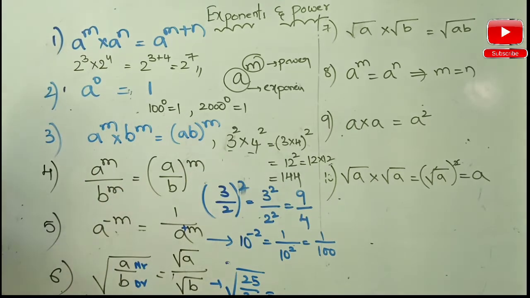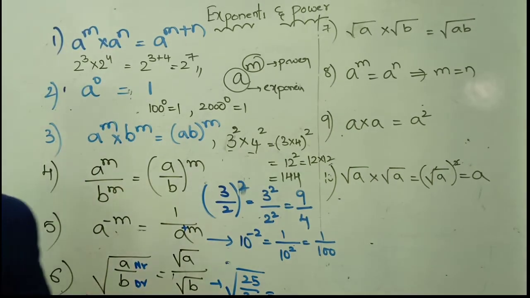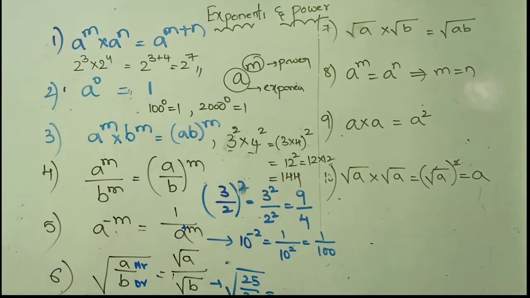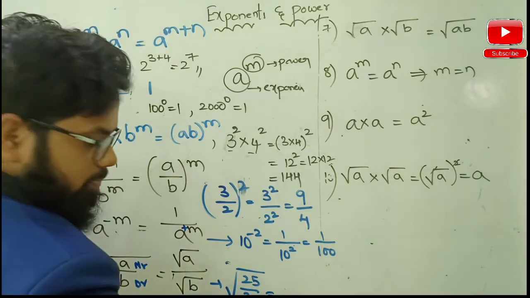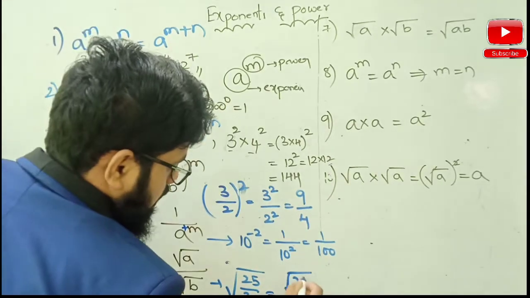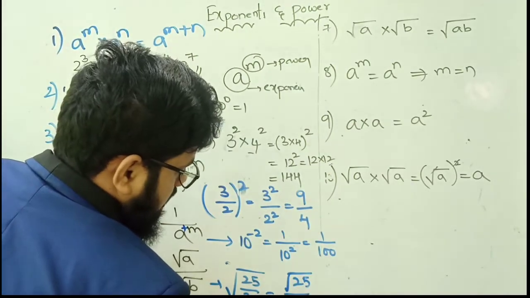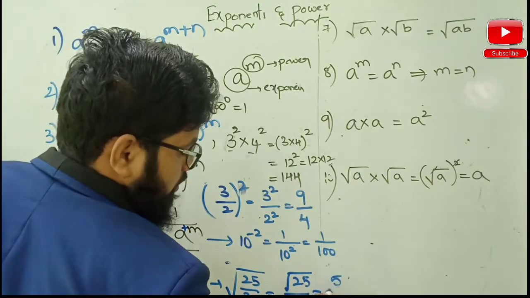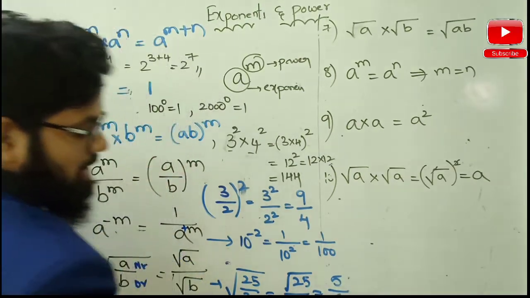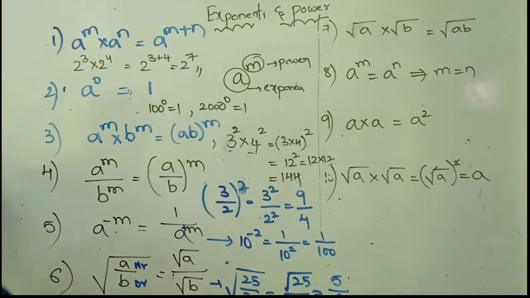Okay, I am going with examples here. The example is under root of 25 by 36. This can be written as root 25 by root 36. Then you will be getting root 25, square root of 25 is 5, square root of 36 is 6. So like this you can simplify.